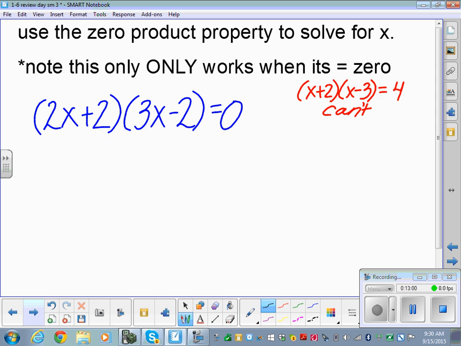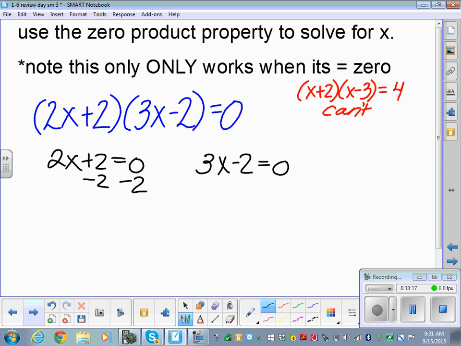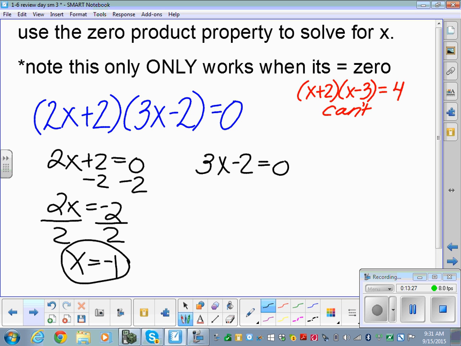All we have to do is say, we know that the zero product property rule works here, and we can set each of those linear factors equal to 0. So we have 2x + 2 = 0, and we also have 3x - 2 = 0. Now let's solve for x in each case. Subtract 2 from both sides. So we have 2x = -2. Divide by 2, and x is equal to what? Negative 1. Did we find one of our solutions? Yes. Now let's go find our other solution.